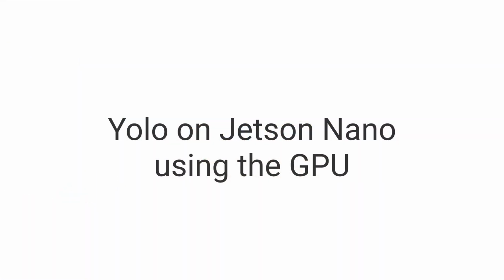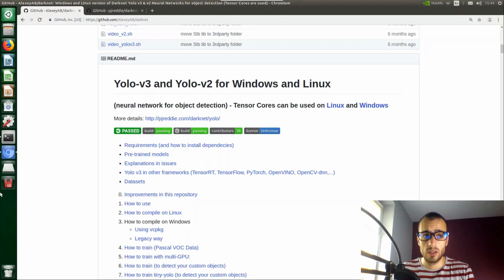But anyway, here we are today, and let's see how to run Yolo on the GPU. Let me quickly explain first how it works. To run the Yolo algorithm, we need a framework, and Yolo comes with the Darknet framework. So first thing, right now we're going to install the Darknet framework.